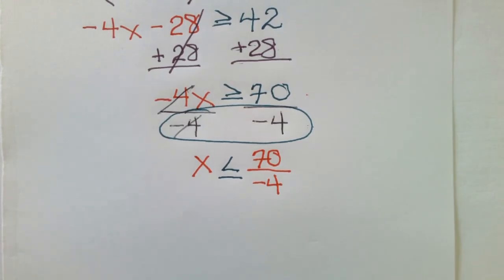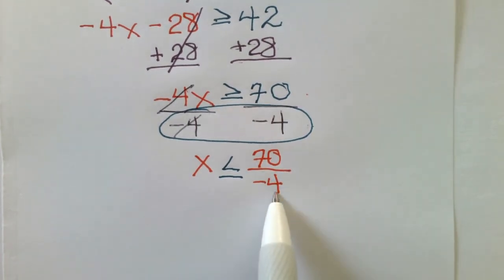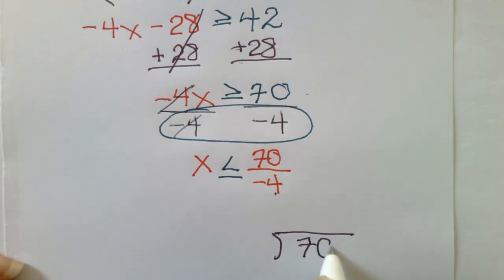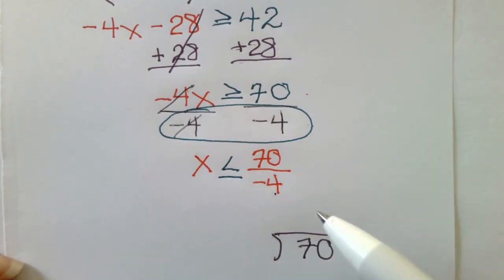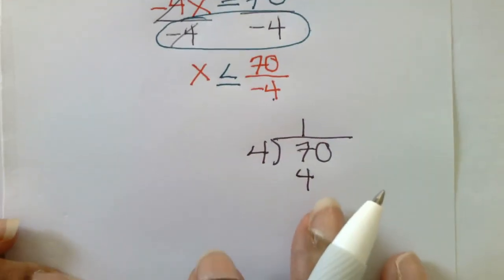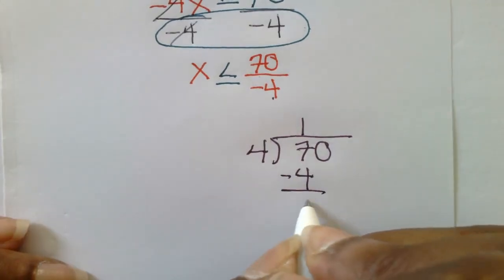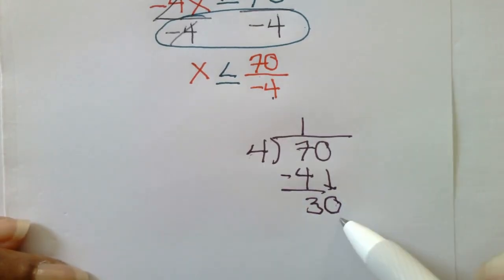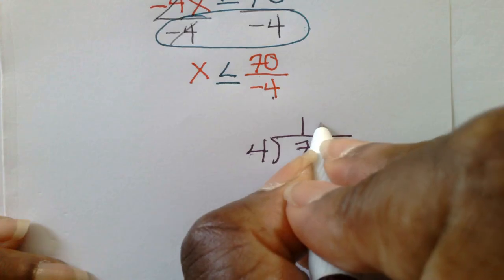All right, so now let's reduce our fraction. So if anything, we have our 70 and we have our 4. So we could, if you want to, go ahead and divide. You can do that, but your answer is going to stay negative. Okay, your answer is definitely going to stay negative. So how many 4s go into 7? Just 1. So 7 minus 4 gives me 3. Bring down my 0. So now how many 4s can go into 30? So that will be 7.